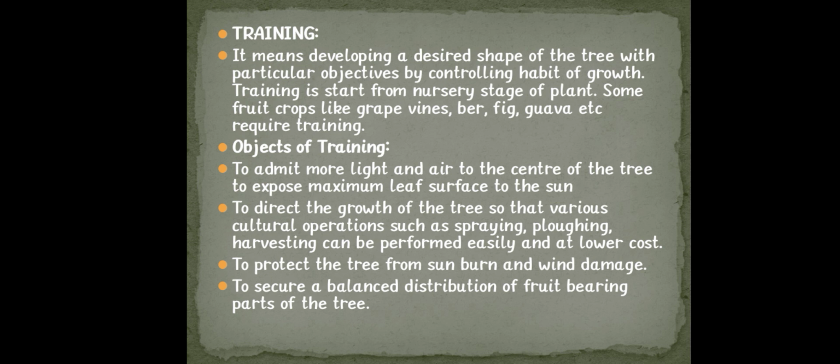Firstly, to admit more light and air to the center of the tree to expose the maximum leaf surface to the sun. Next is to direct the growth of the tree so that various cultural operations such as spraying, plowing and harvesting can be performed easily and at a lower cost. Next is to protect the tree from sunburn and wind damage. And next is to secure a balanced distribution of the fruit bearing parts of the tree. So it's a very important method in the case of different vines and different fruit crops.